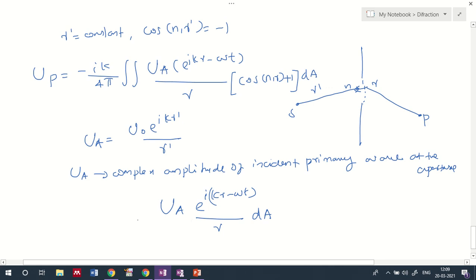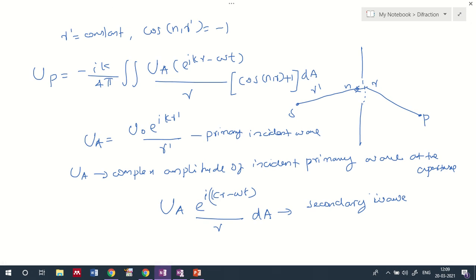So if you take this equation, UA is the complex amplitude of the primary incident ray, which gives rise to a secondary wave of the form UA times e raised to i(kr minus omega t). Okay, so UA is the primary incident wave, and this is the secondary wave generated. So the total optical disturbance at the receiving point P is obtained from the secondary wave from each element.